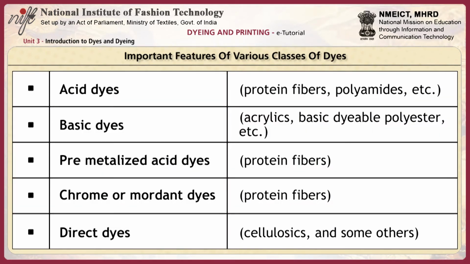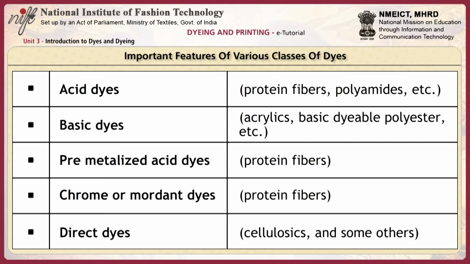Acid dyes. Acid dyes are primarily used for protein fibers like wool, silk and polyamide fibers like nylon. Basic dyes. Basic dyes are primarily used for acrylics and basic dyeable polyester fibers. Pre-metallized acid dyes. These dyes are primarily used for protein fibers like wool and silk. Chrome or mordant dyes. These dyes are used for protein fibers like wool and silk.